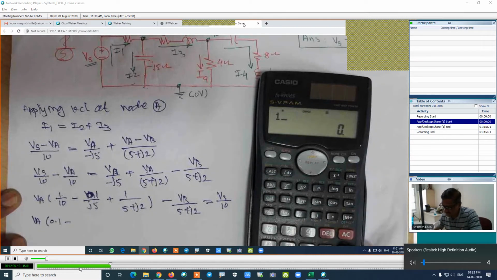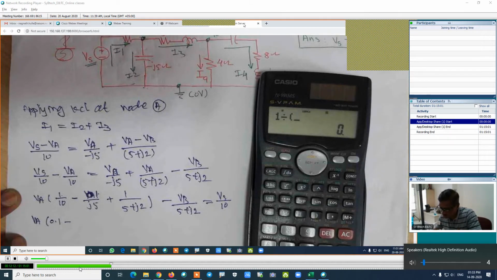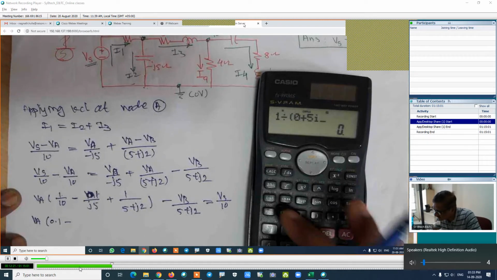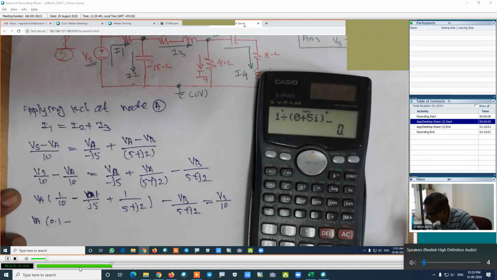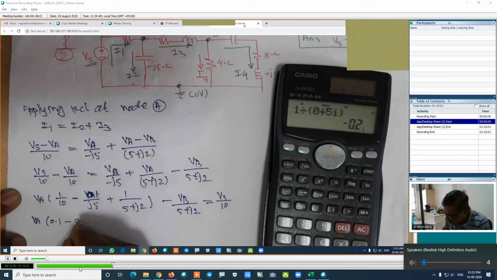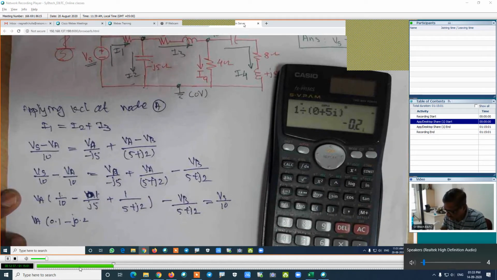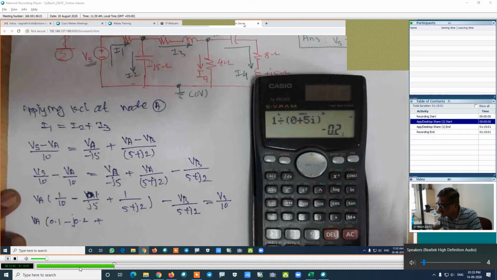This is 1 divided by, this imaginary part is 0. 1 divided by, I will start the bracket, 0 plus 5j, I will close the bracket, is equal to sign. This is minus 0.2j. This value is minus 0.2j. Is it right? This division, 1 upon this value, is minus 0.2j.